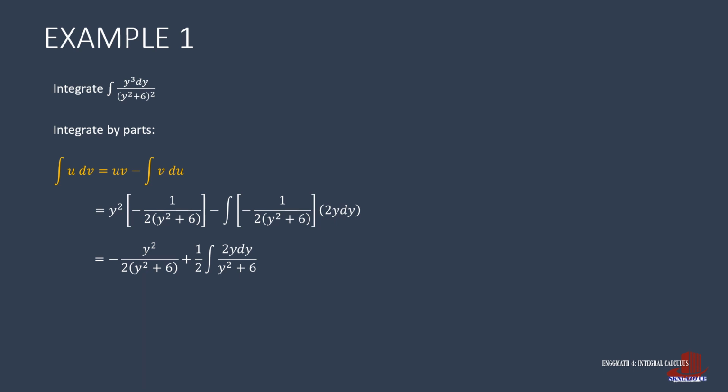Again, check if the second term can be readily integrated. So have u as y squared plus 6, and du is 2y dy. Note that the numerator is the exact derivative of the denominator, so the second term can be integrated using the logarithmic method. Thus, we get negative y squared over 2 times y squared plus 6 plus half of ln of y squared plus 6 plus c.